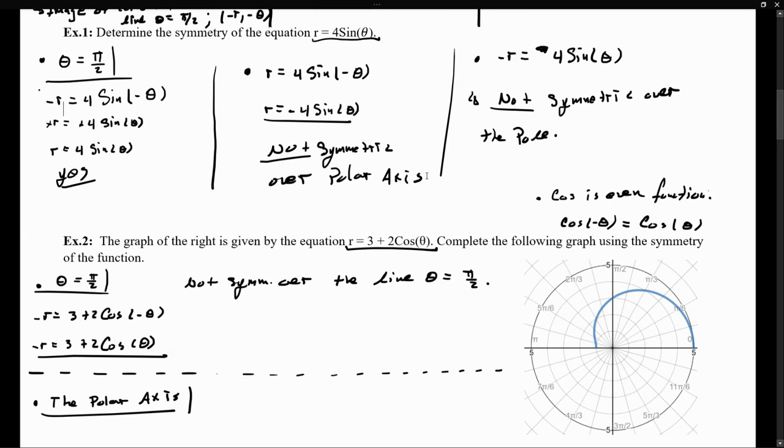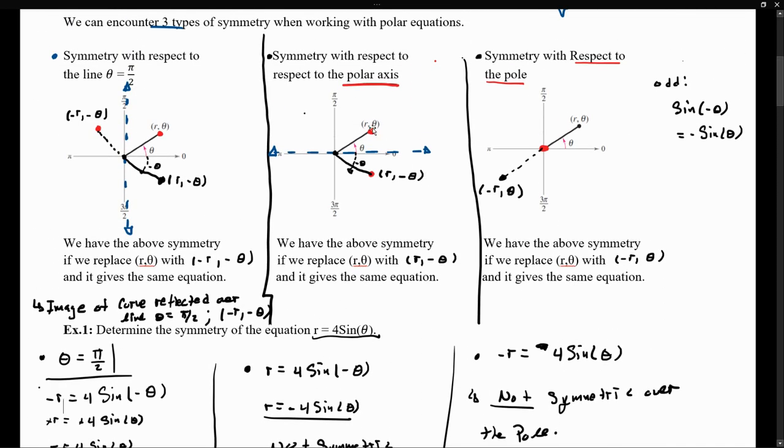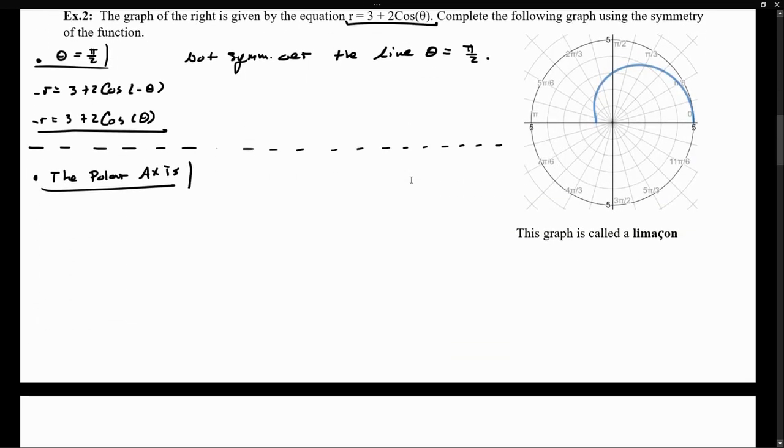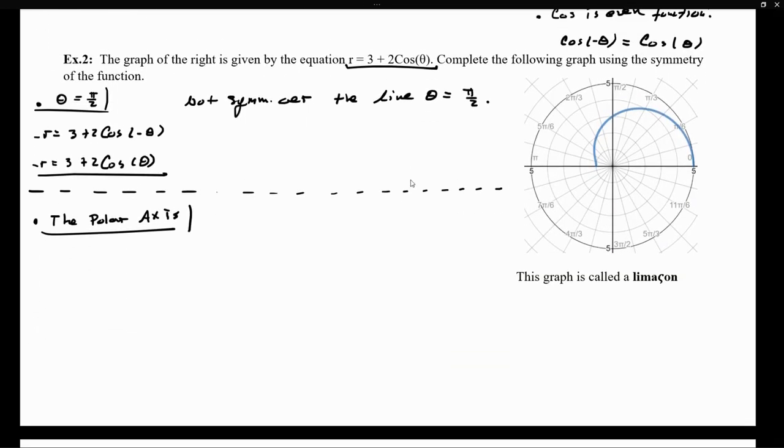And again, to test the polar axis, we're going to get our original equation, and we're going to substitute it with r comma negative theta and see if that gives us the same original equation back. So we're going to get our function now, and I'm going to substitute the positive r with the positive r, and theta with negative theta.